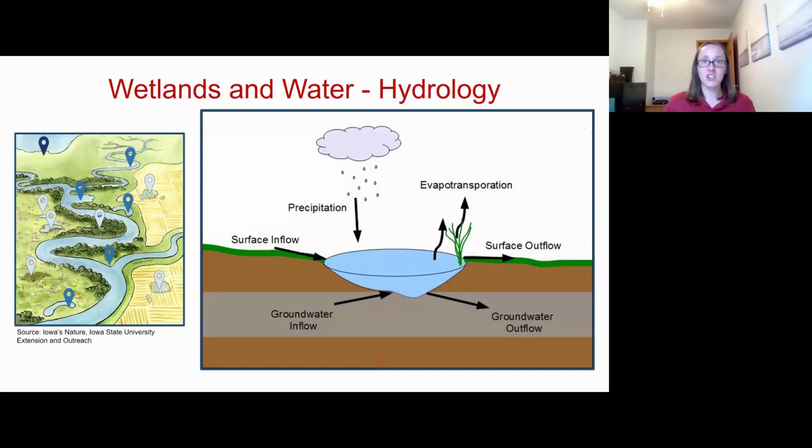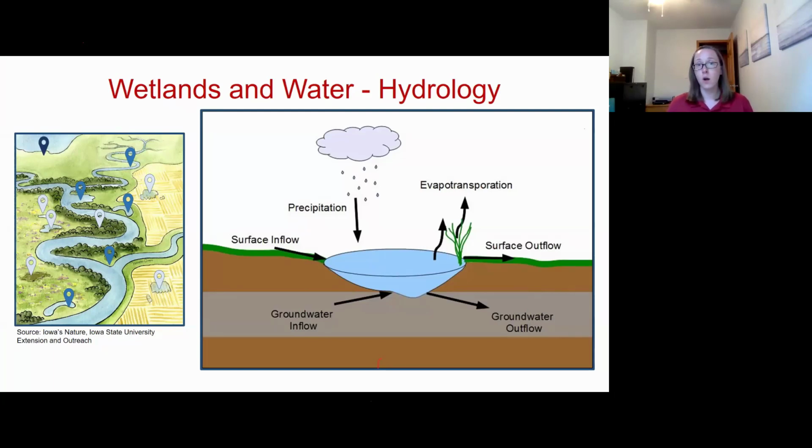All right, so in addition to thinking about wetlands in terms of their location in the landscape, it can also be really important to think about wetlands in terms of their hydrology. And by hydrology, I mean how the water moves within these systems, specifically where the water comes from, where the water goes, how long the water stays in the system, and how long during the year you might have standing water or saturated soils.